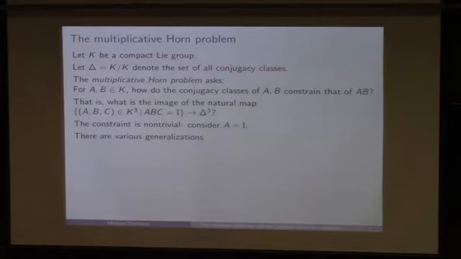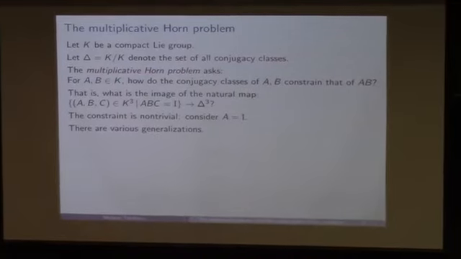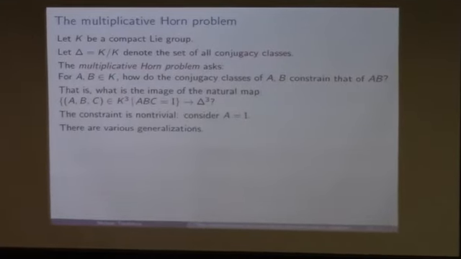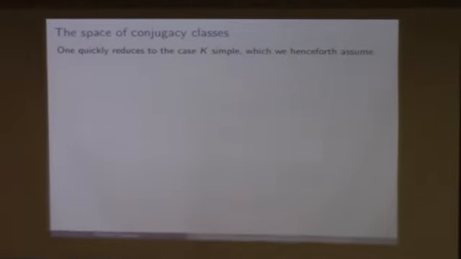There are many generalizations of this question, and I'm not going to discuss them. One could, for example, consider products of more than two elements, or one can consider some general situation involving a homomorphism from one Lie group to another. But for simplicity, let's just consider this simple case. Well, what is the space of conjugacy classes, first of all? One can quickly reduce the problem to the case where K is a simple group.